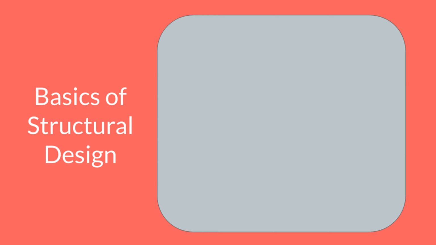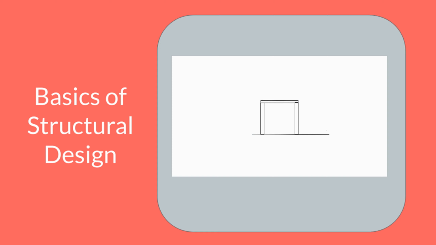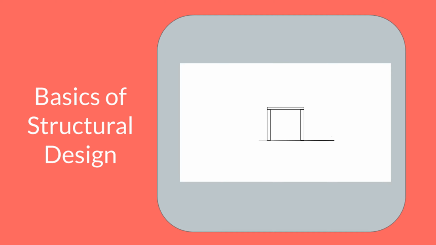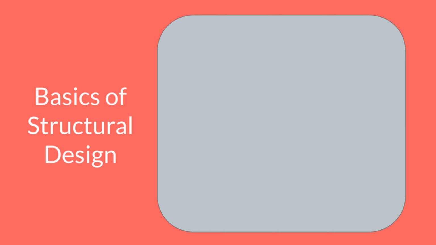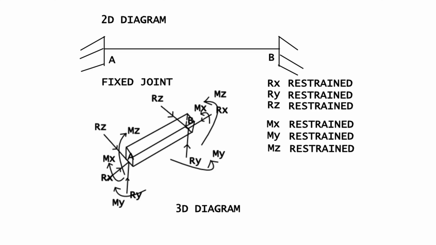So we'll start from slab. Slab has bending moment and shear as predominant force, whereas beam has bending moment and shear force. Columns usually have axial force and bending moment as predominant force. Footings have axial force, bending moment and shear force, whereas walls have shear force.